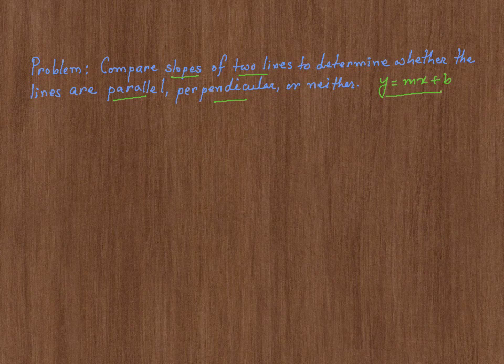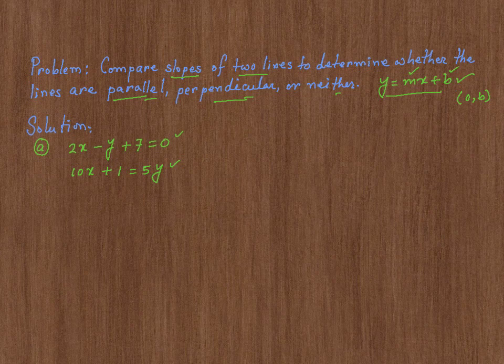Remember, once again, we are using this format: y is equal to mx plus b, where m is the slope, b is the y-intercept, meaning the y-intercept is at (0, b). I am going to cover a few different cases, so let's go ahead and start off with this one. These are two equations of two different straight lines. Our objective is to figure out whether these two straight lines are parallel or perpendicular or neither to each other. Remember, to compare two straight lines, we need to compare their slopes.